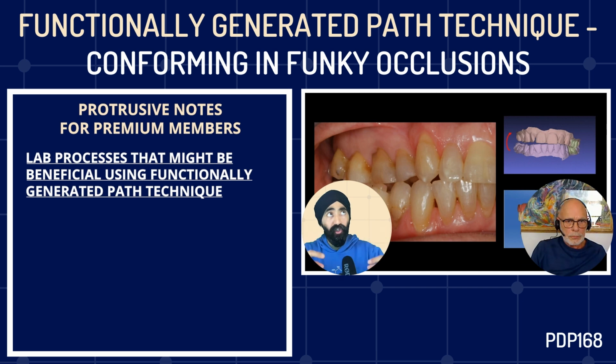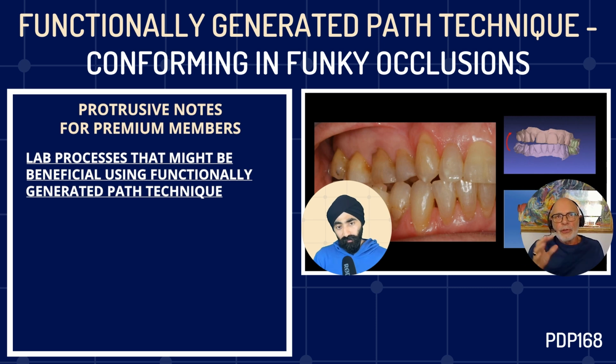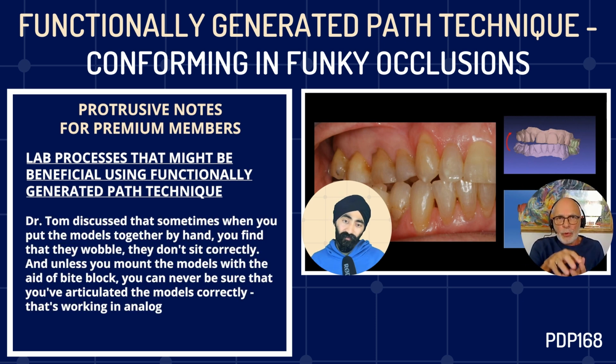What is challenging about the lab processes which decreases the accuracy, and henceforth a technique like what we're going to describe is actually useful? Well, if you imagine that you've got a set of models with a free end saddle, very often when you try and hand articulate them, I mean, we're talking about a normal occlusion here. We're not talking about an anterior poke, but a normal occlusion. Sometimes when you put the models together by hand, you find that they wobble. They don't actually sit correctly.